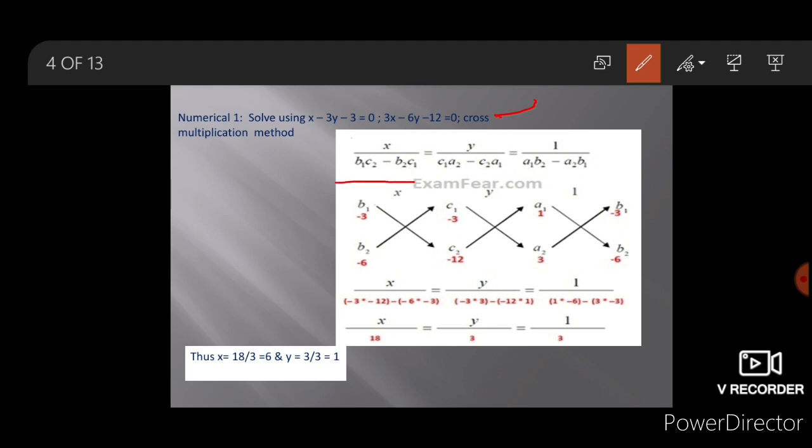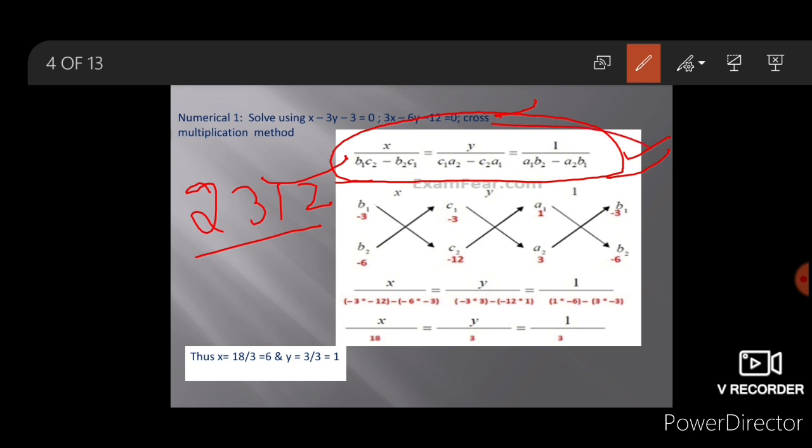x upon this, y upon this, 1 upon this. This is the general form which we derived earlier. I told you how we can find it: by 2, 3, 1, 2 we can find this. Now with the help of this we have to find this. It is difficult for us to remember this, so we will not remember it. We will remember just 2, 3, 1, 2, and with the help of this we will derive this.